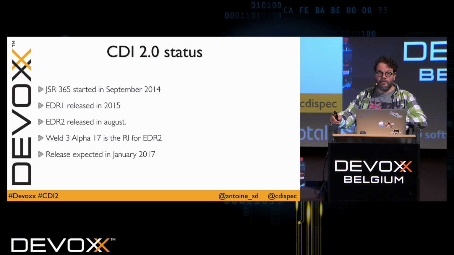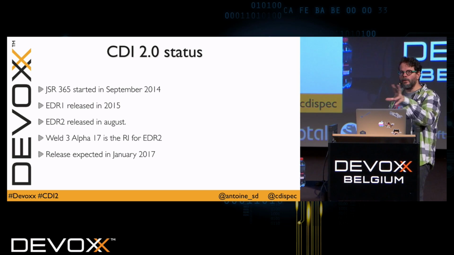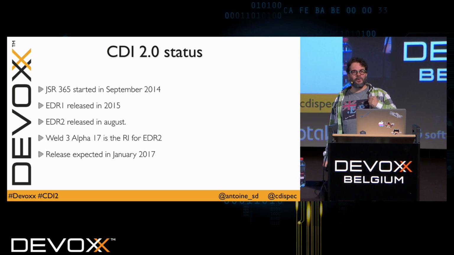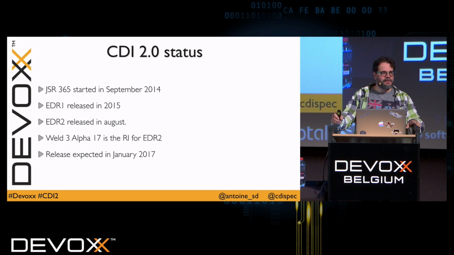So it's the Weld 3 Alpha 17, so you can grab it, play with it, give your feedback. Most of the features I'll show you today are in this alpha, and there will probably be a new alpha in the coming weeks with new features in it. So I will tell you when the features are available to play with in implementation yet, or if you have to wait to have it. So if everything goes well, we should be able to release in January. So let's say end of January.